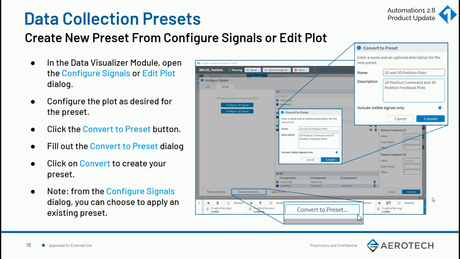And finally, you can create a new preset from the configure signals or edit plot dialog. And this is really convenient because it's been integrated right where you collect data anyways. So when you're in the data visualizer module, you'd open one of these two tools, configure signals or edit plot, and you would configure the plot as desired for the preset, and then you just click convert to preset. You fill out the convert to preset dialog that pops open, including the name and the description. You choose whether or not you want to include visible signals only or some of the non-visible signals that might be there, and then you hit convert, and it will convert it to a preset.